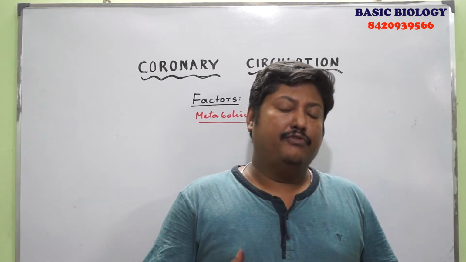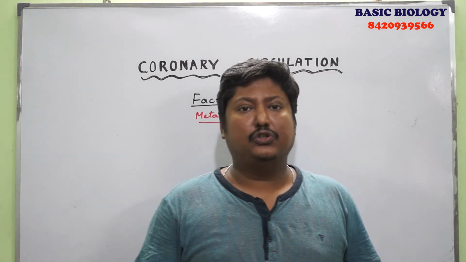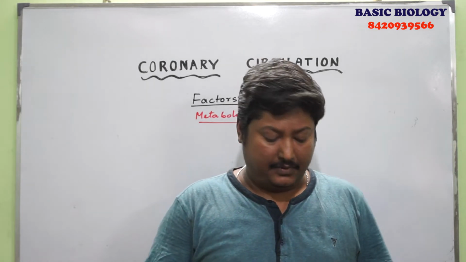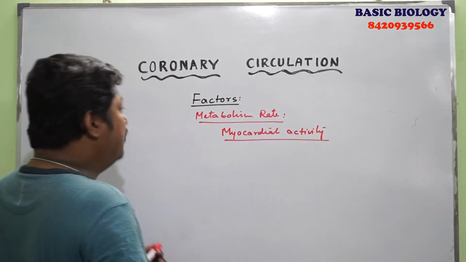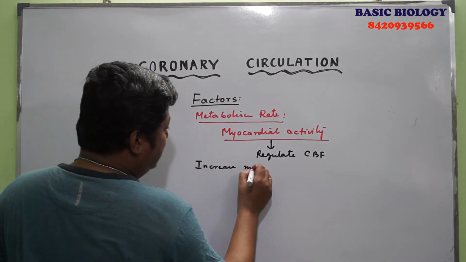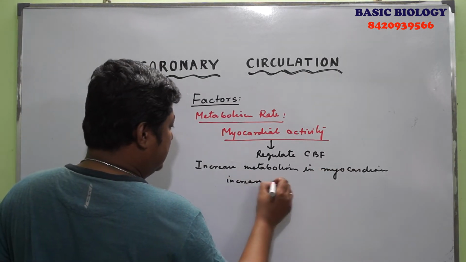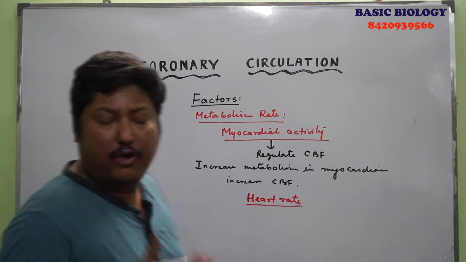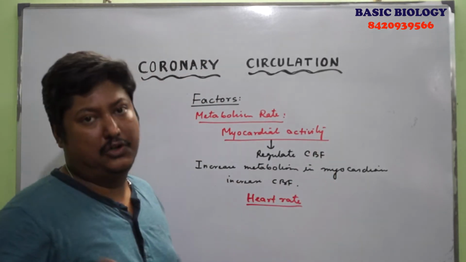And anything which increases the metabolic rate, for example heart rate, is also an important factor that increases the CVF. So in short, you can say the myocardial activity regulates the CVF. Increased metabolism in myocardium, increased CVF. So heart rate: when heart rate increases, the myocardial activity increases, so that leads to increased blood flow in the coronary vein.